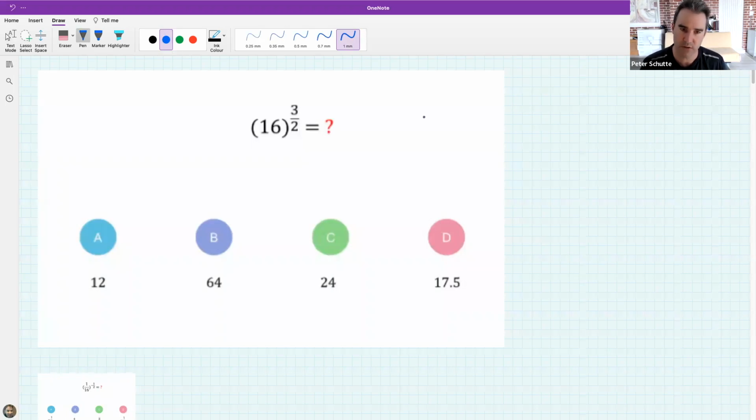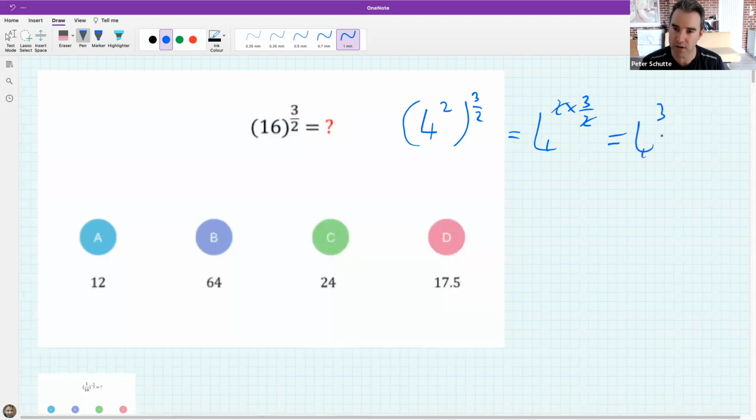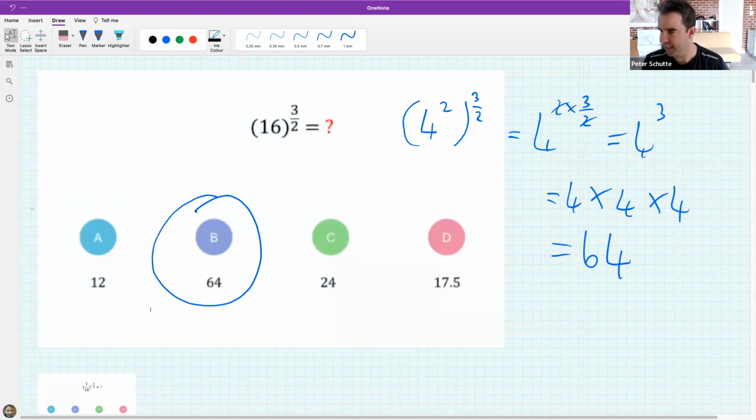So what I was thinking is I could write 16 as 4 squared. And then I could multiply those two powers and I'd get 2 times 3/2. And these 2's are going to cancel. So I get 4 to the 3. And I know that 4 to the 3 is 4 times 4 times 4, which is 64. And so the correct answer is B. B for banana.